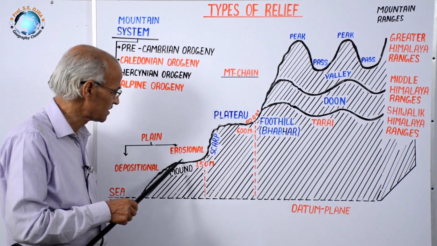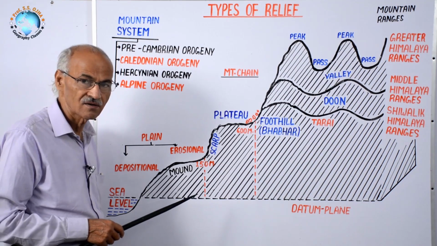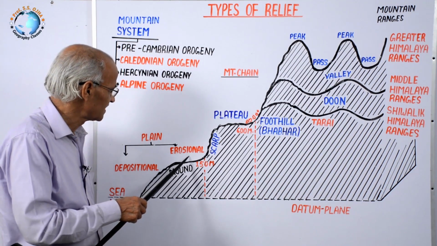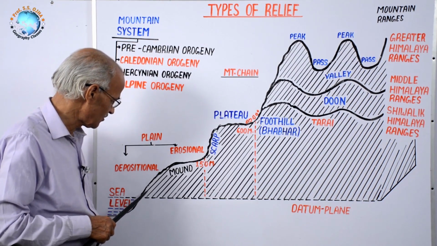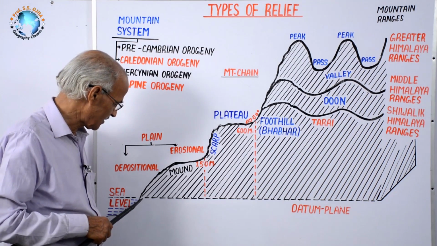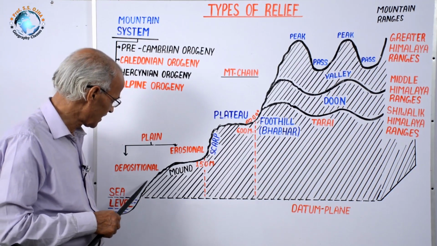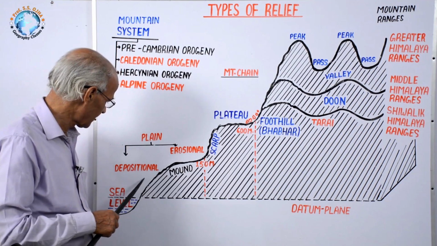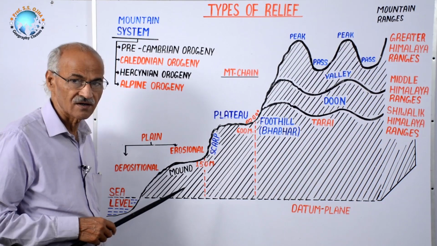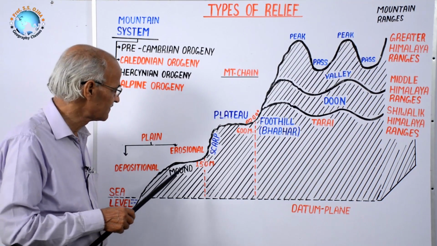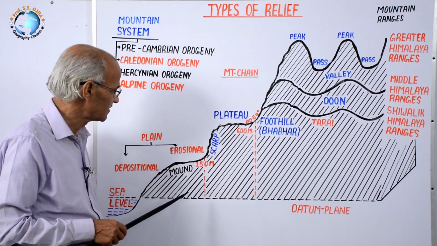This is erosional surface, wherein sometimes hard rocks are visible. The material brought down by rivers is deposited in the lower parts at the mouth of the river or near the sea level, which is also called delta. This is termed depositional plain. In the cycle of erosion, we will go in depth into erosional plains, how they are developed.